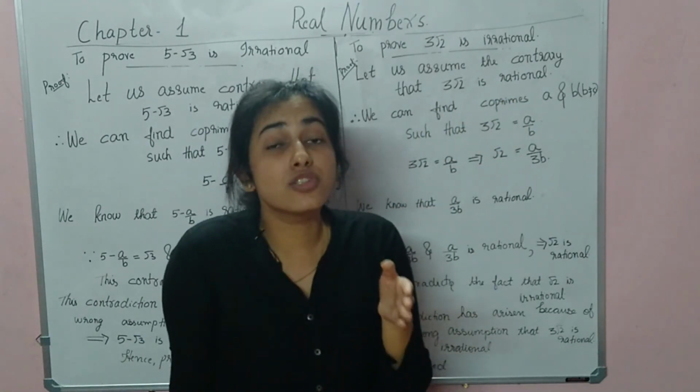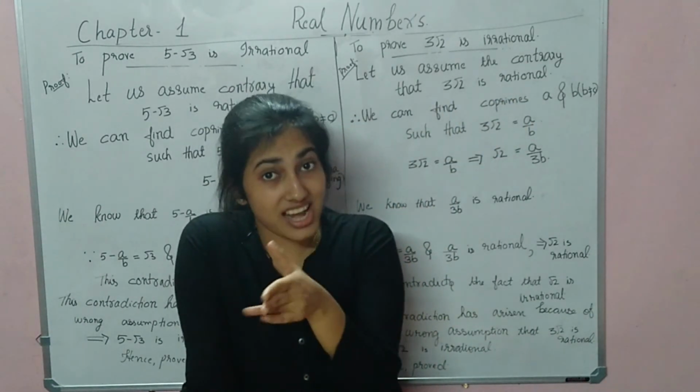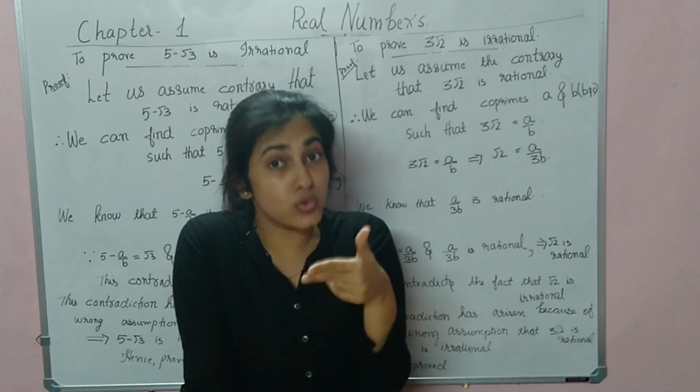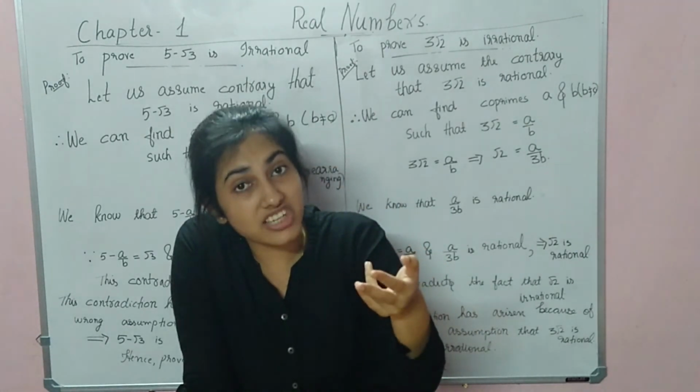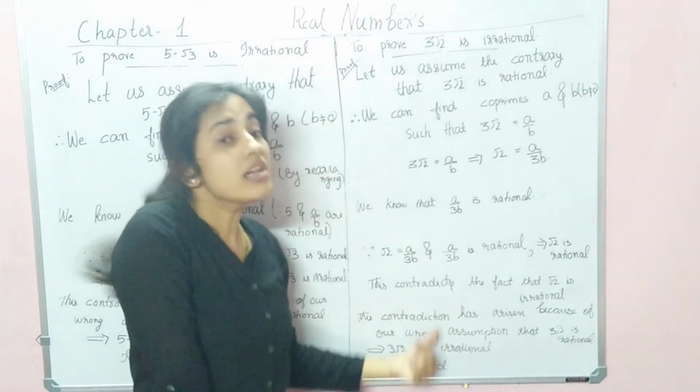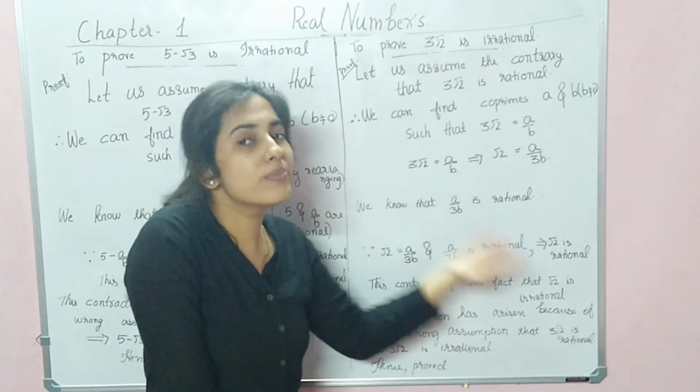If you are asked to prove root 2 is irrational and hence prove 3 root 2 is irrational, you have to first prove root 2 is irrational, then only you can proceed to prove 3 root 2 to be irrational.